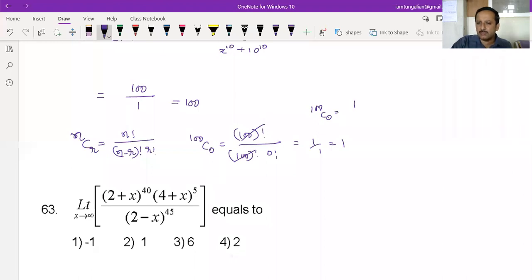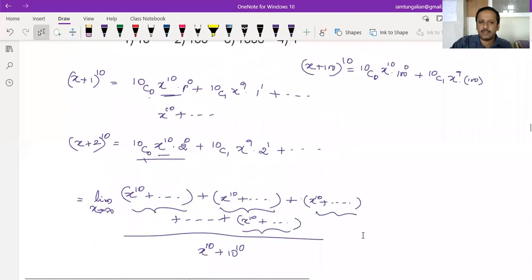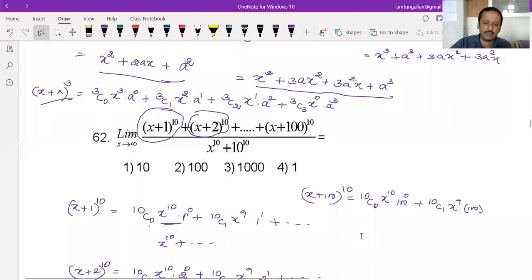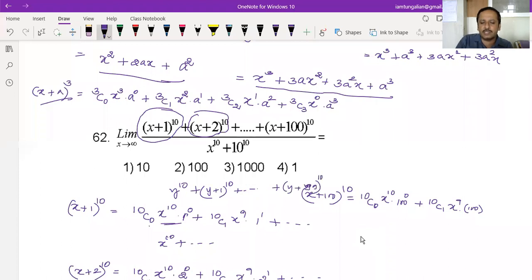Sir, can we assume that x plus 1 as y and then simplify? No, because it will not take you anywhere. Look here, if you treat this as y, then this is y power 10. Then this will become x plus 1 plus 1. This will become y plus 1 whole power 10, etc., y plus 199 whole power 10. By this, you don't achieve anything. So, not advisable. Don't do that.